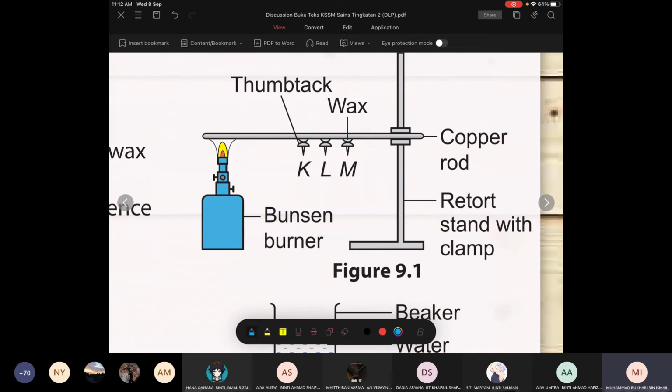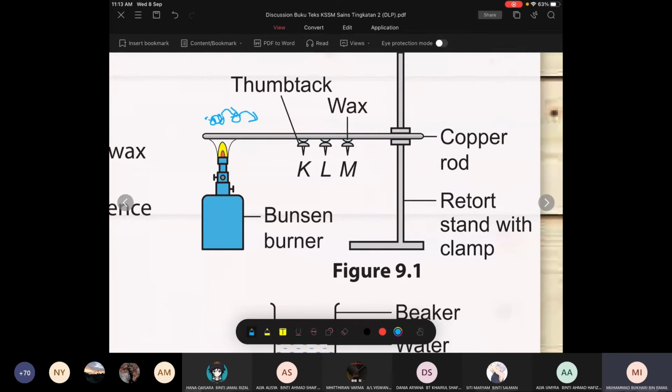So we have three thumbtacks here, K, L, M. You can see here, K, L, M. And then we have a Bunsen burner. From the Bunsen burner, heat will be transferred. As we have learned just now, we have molecules. So the first molecule will be heated up, and then the heat will be transferred to the next particle.